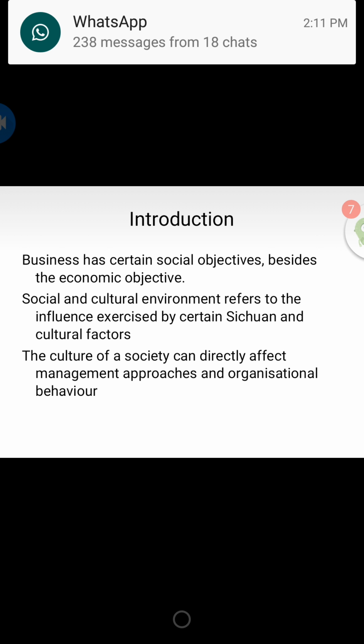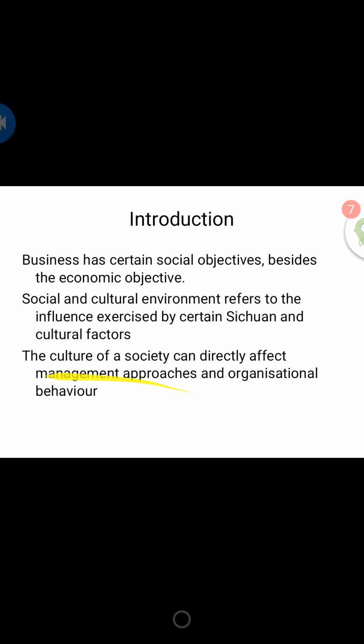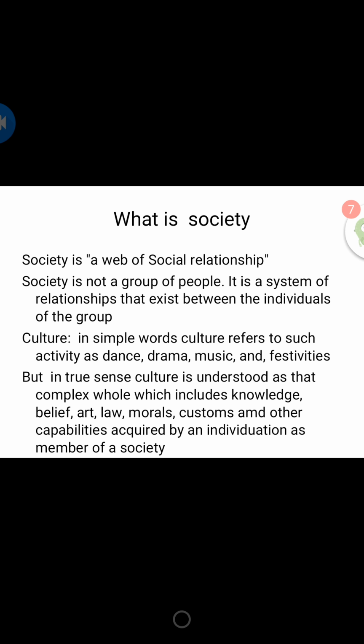The types of product to be manufactured, the methods of marketing of products, the organization of business, etc. are also influenced by the structure and culture of the society. So cultural difference is one of the most difficult problems, normally in international business. Before going to this in detail, let's study what is society.